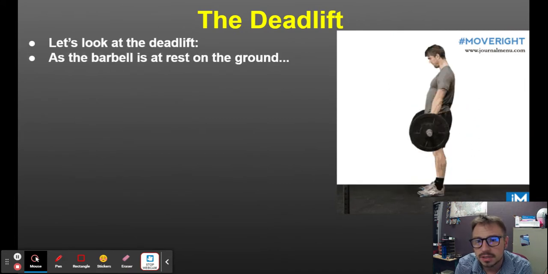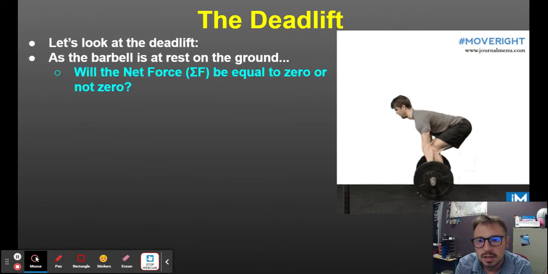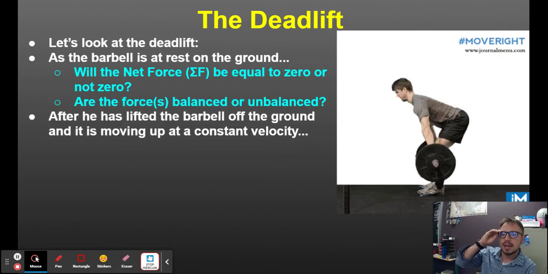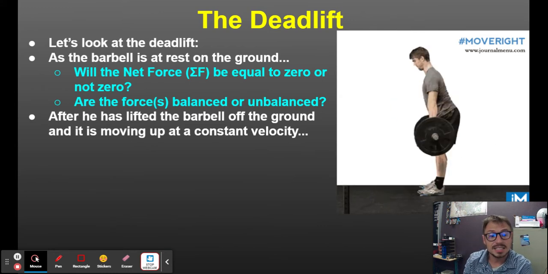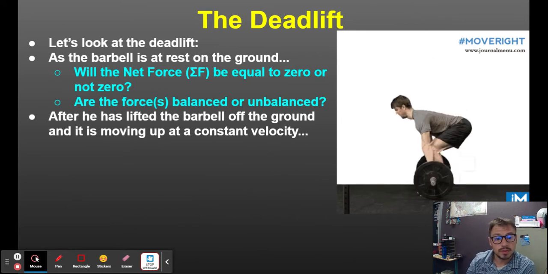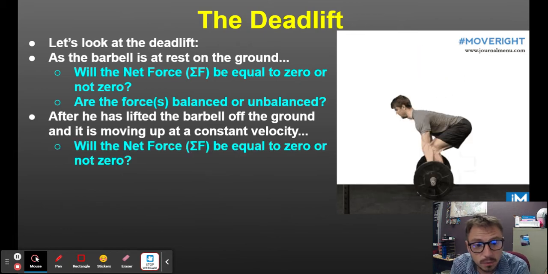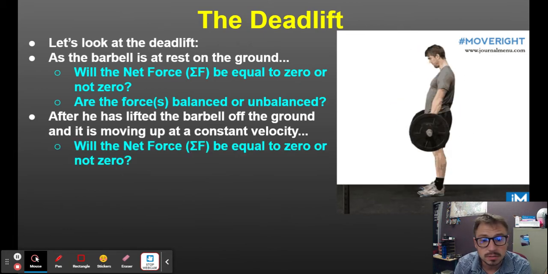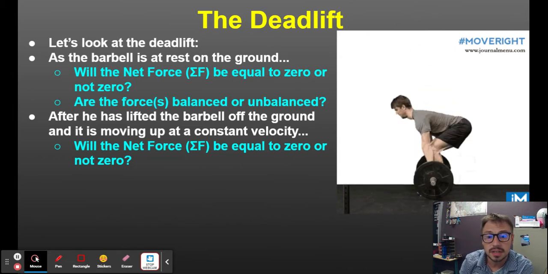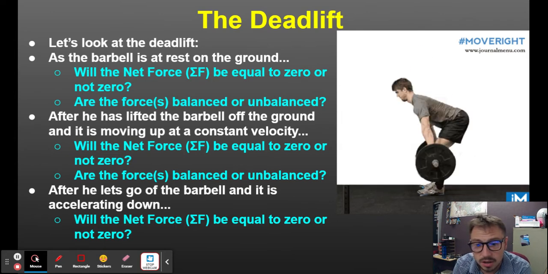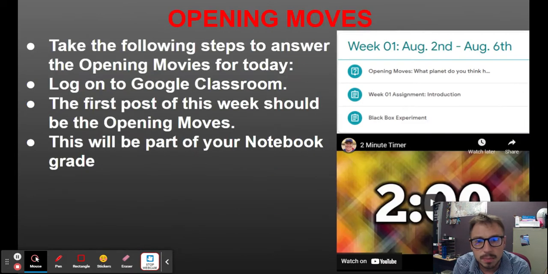So let's look at an example, the deadlift. As the barbell is resting on the ground, the net force is going to be zero. All the forces cancel out and the forces are balanced. Now, as he lifts the barbell off the ground and moves up at a constant velocity, yes, he did need to make a little acceleration to get it moving, right? So start at rest, increase it. But after that, he can lift it at a constant velocity. Well, the net force is going to be equal to zero because he's just canceling out that weight as he's lifting it up. And the forces are going to be balanced. Now, as he lets go of the barbell and it accelerates down, the net force is not equal to zero. There's an unbalanced force accelerating that barbell.